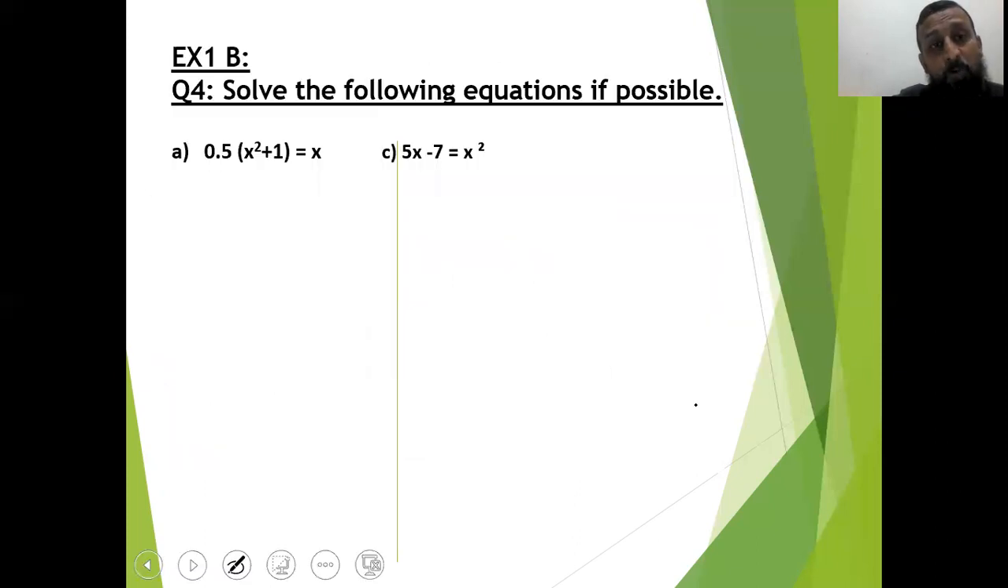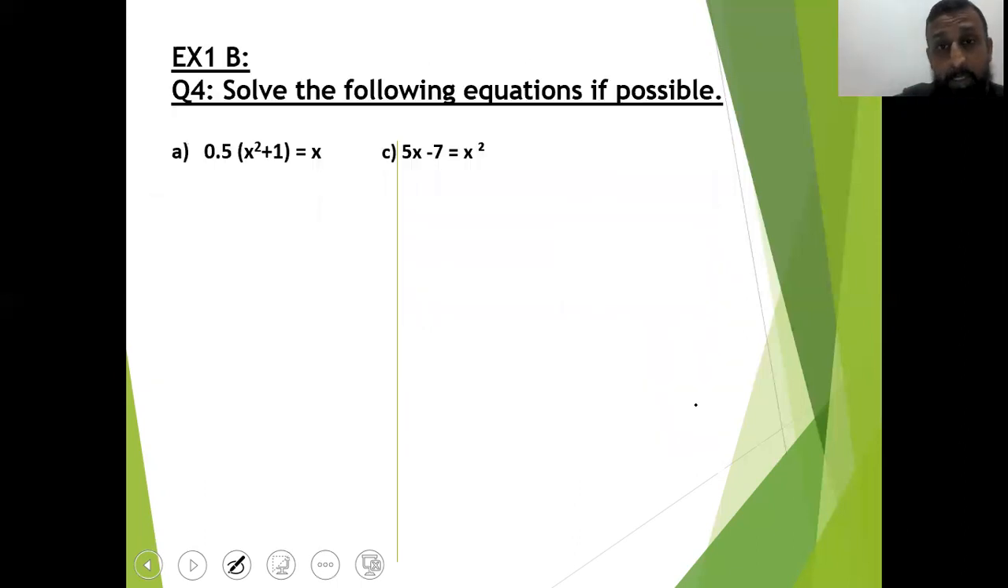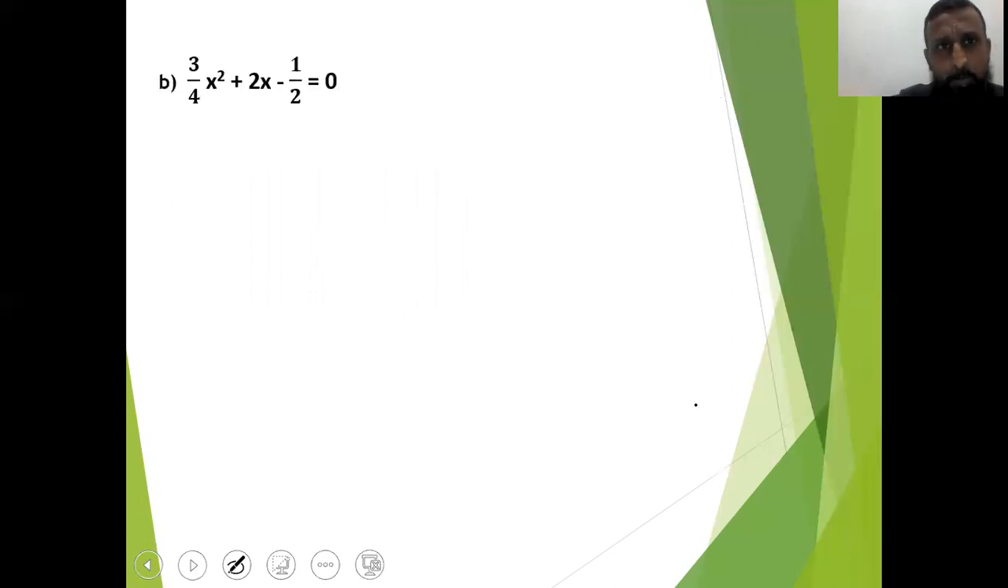Question number 4 of exercise 1B: solve the following equations if possible. If possible means you need to think of these three cases. Maybe there is a solution, or maybe there is no solution, right? So Part A and Part C are relatively much easier. Let's do a difficult part first because we have been doing these questions earlier. So let's do this part first.